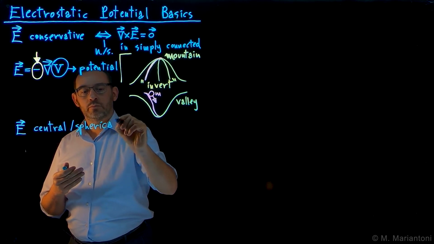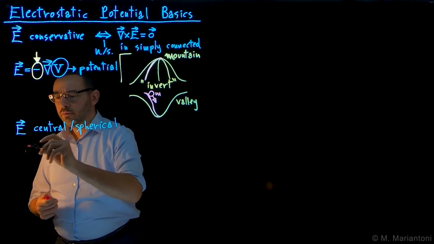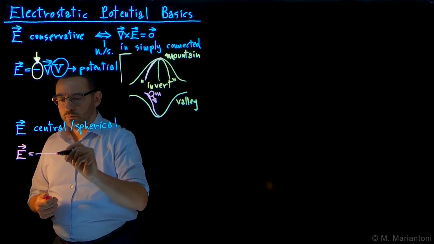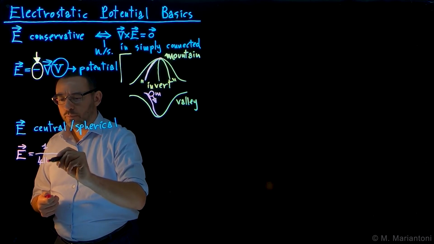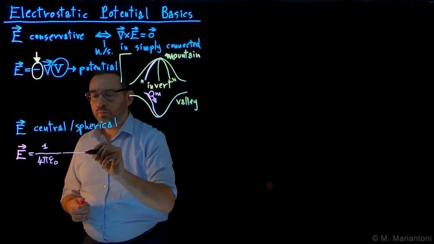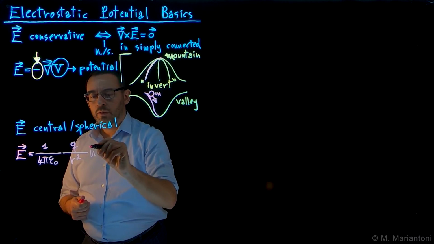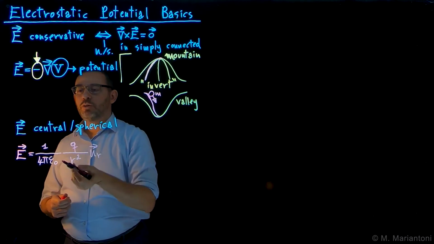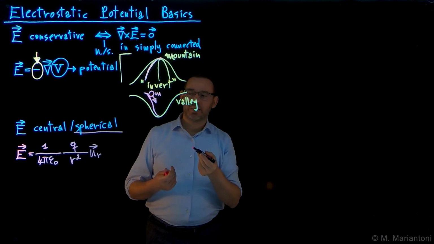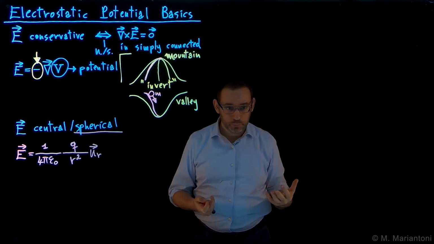And we know that we can write this field by means of Coulomb's law, 1 over 4 pi epsilon naught, q divided by r squared in the u_r direction, if we were to use, in this case, a spherical coordinate system, which obviously makes sense, because this is the symmetry of this field according to Coulomb's law.